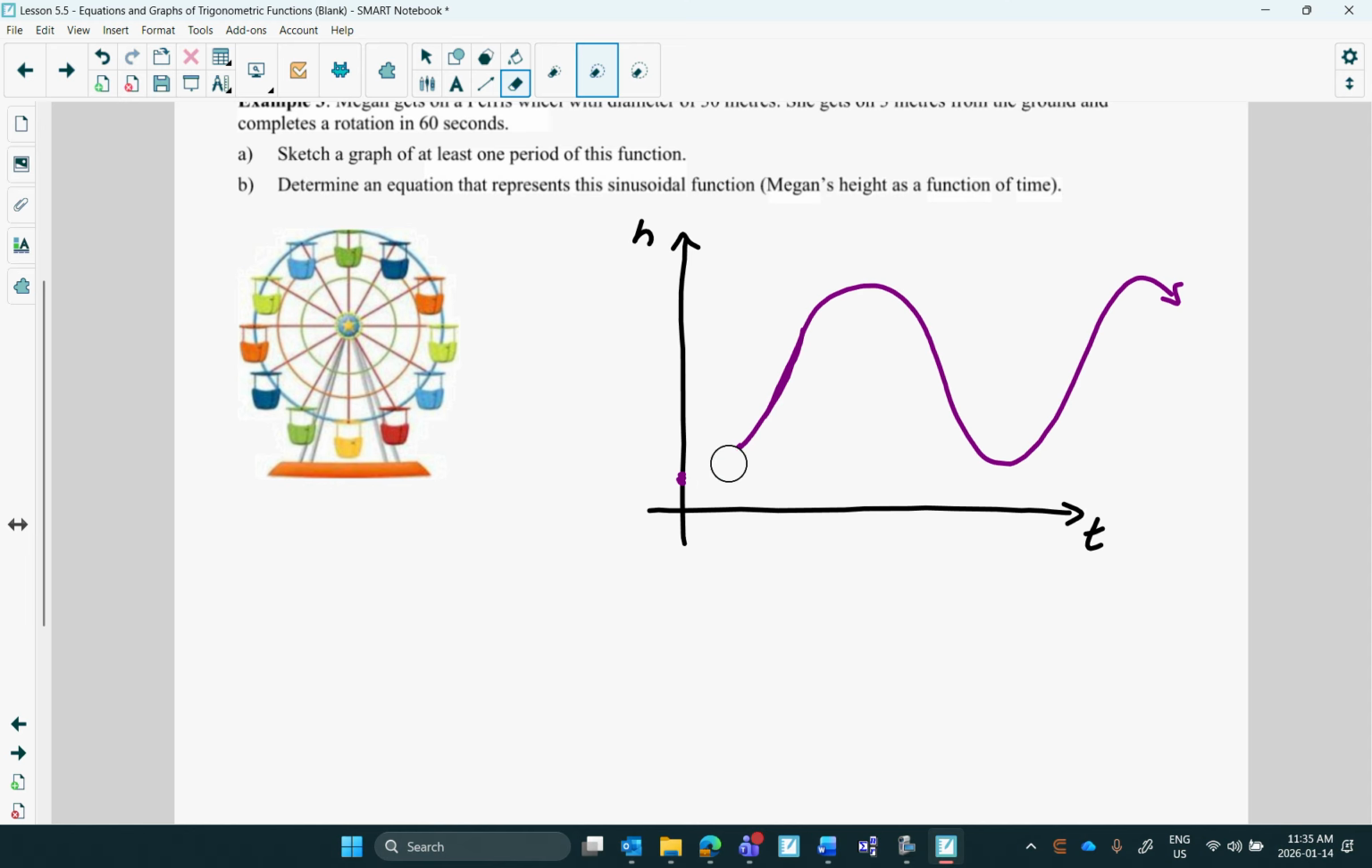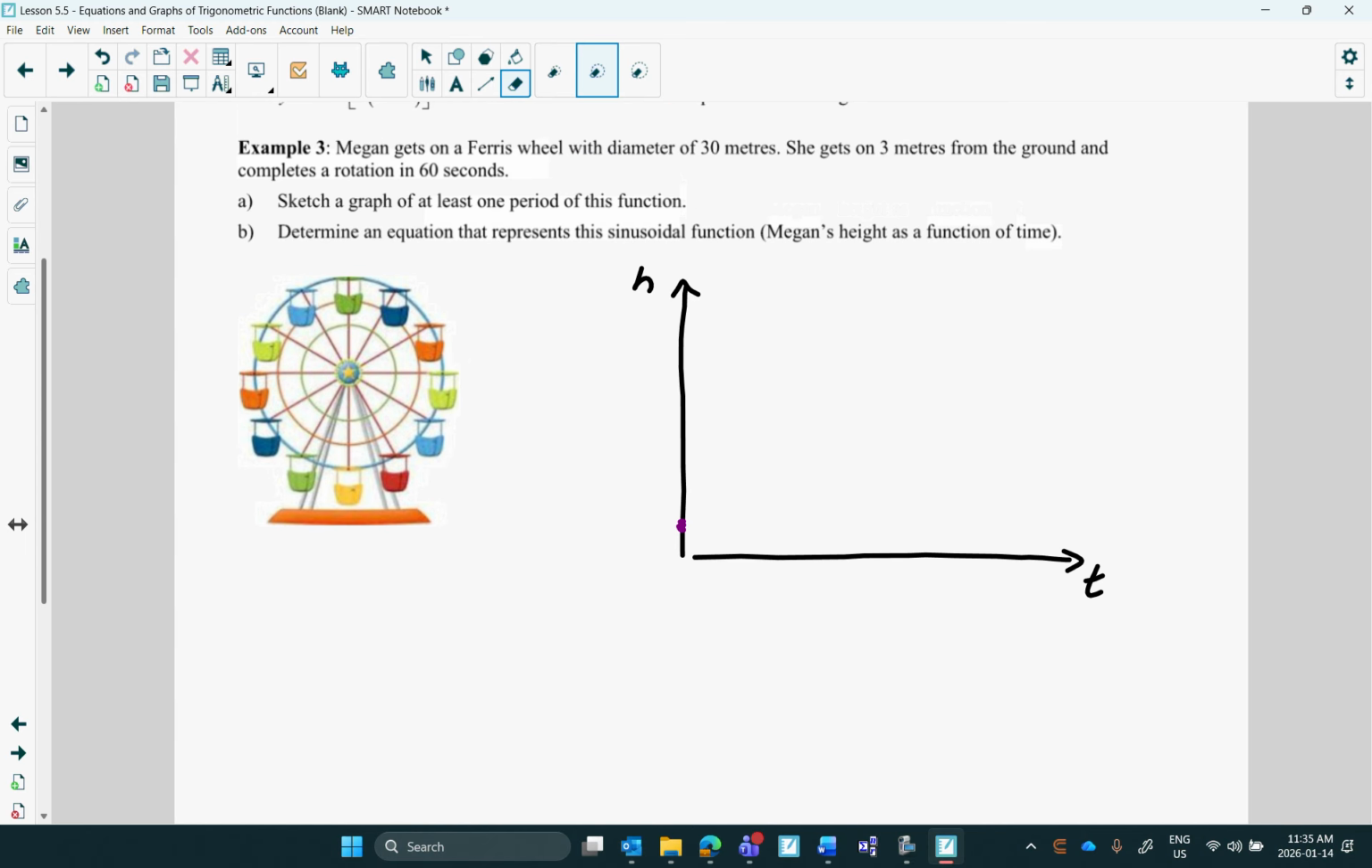So this is where we got to go to the question. So Megan gets on a Ferris wheel. It's got a diameter of 30. She gets on 3 meters from the ground, completes a rotation in 60 seconds. Okay? We want to sketch a graph of at least one period of this function. We all agree that she starts a little bit above the ground. According to the question, what value is this? 3.